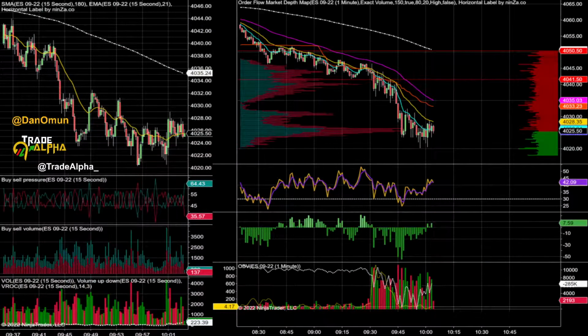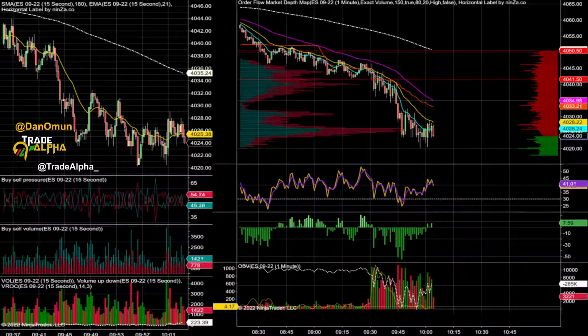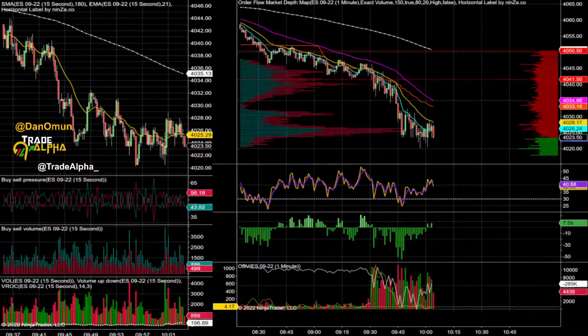So here's the 1 minute, aka the short-term chart. Next to the 1 minute chart, there is a 15-second chart, and a 15-second chart is mostly just used as a reference, so I'm not really making trades off of it.